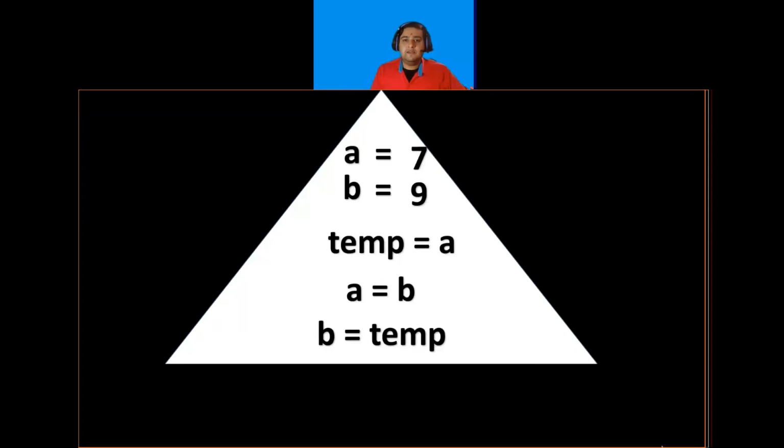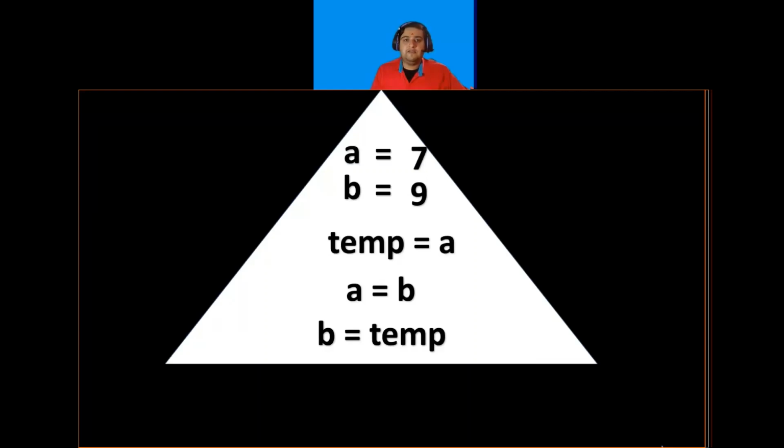Now A is empty literally, but not actually empty. So the value of B is going to be assigned to A. Now B is empty literally. So the value of temp is going to be assigned to B. So swapping has been done here. Now the value of A has become 9 and the value of B has become 7.